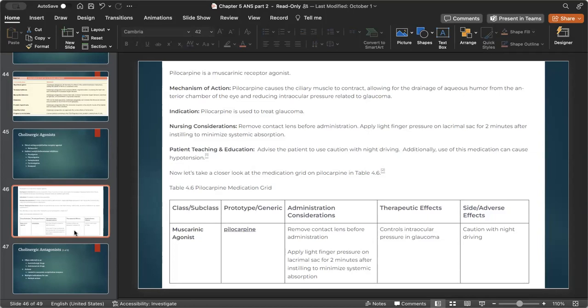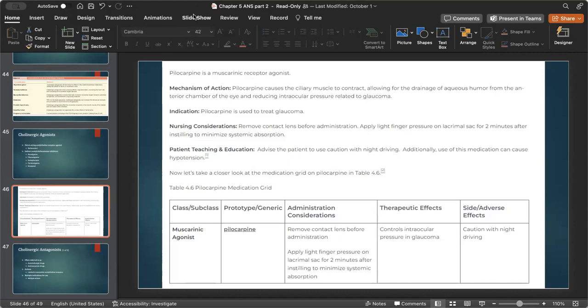Apply light finger pressure on the lacrimal sac, which is right underneath your eyes, for about 2 minutes to minimize that systemic absorption. We don't really want that. We don't want them to really drive at night because of any sort of adverse effects they might have. But like I said, this type of drug works on the muscarinic receptors, which means it stimulates the parasympathetic nervous system. So we have SLUD, SLUDD. So knowing that, you know how this works.